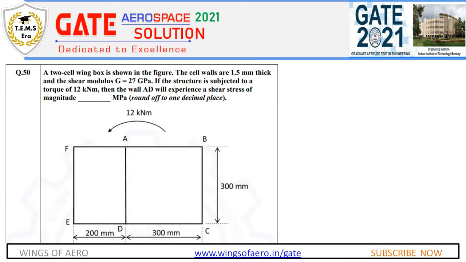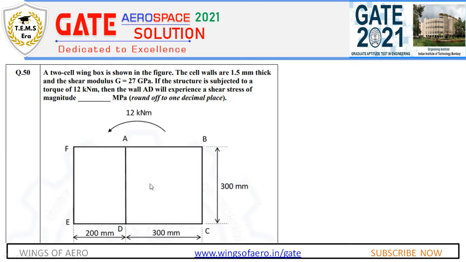A two-cell wing box is shown in the figure. The wall has 1.5 mm thickness and a shear modulus of 27 gigapascal. If the structure is subjected to a torque of 12 kilonewton meter, then the wall AD, as shown in the figure, will experience a shear stress of what magnitude in terms of megapascal? They have said we need an answer rounded off to 1 decimal place.